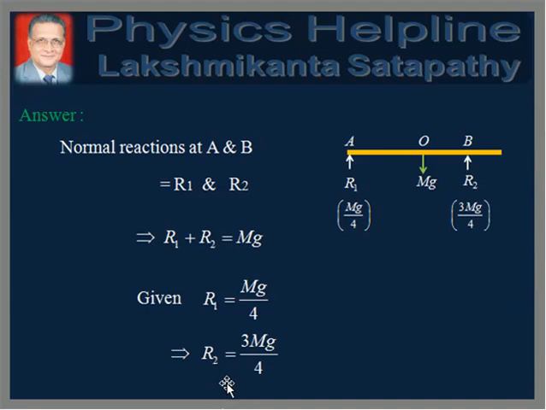Now for the answer. The situation is shown in the figure. The bar is carried by two men A and B. Let the normal reactions of their shoulders be equal to R1 and R2 respectively. They carry the bar together.